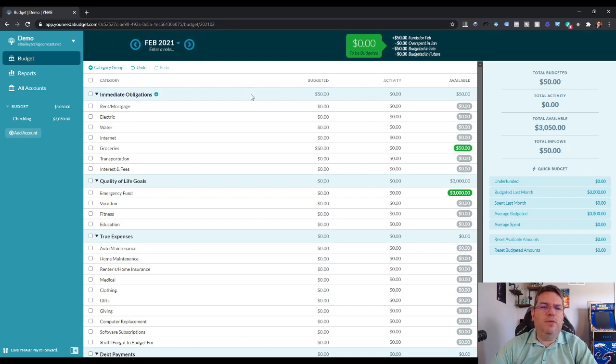And then if you come over to February, where I had the $50 paycheck, you can see that that $3,000 that I budgeted in January is still available to me in February. And now the $50 paycheck that I got is also available in the grocery category for $50.